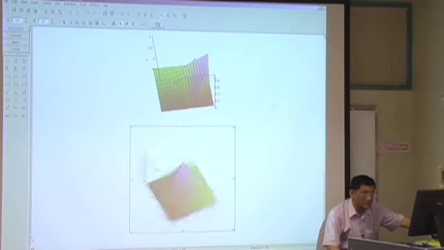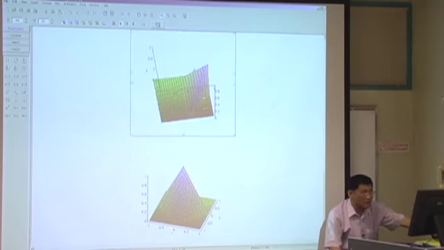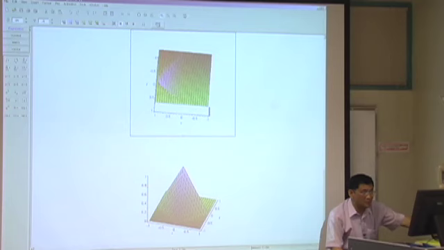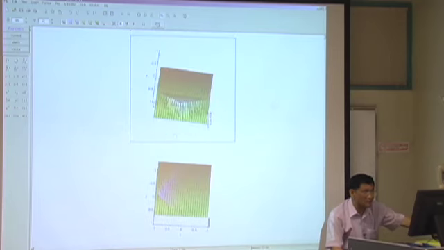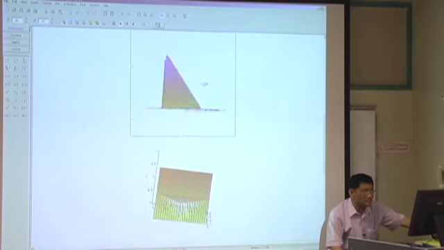Do you completely follow me? Depending on triangles, you may have this kind of basis functions, right? Having 1 at this node and surrounding nodes 0. Having 1 at this node and then surrounding nodes 0. And then having 1 at this point and then surrounding 0 and so on.